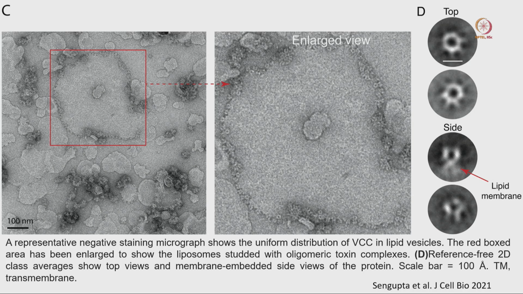Now this is another example where you can see a lipid membrane. Again, this is the lipid membrane, and here is the enlarged view. In this enlarged view you can see a liposome, and this liposome is decorated with a small protein. This protein is interacting with the lipid membrane, and from these images you can identify how many proteins are binding, how they are binding, and whether they are actually binding to the lipid membrane or not.